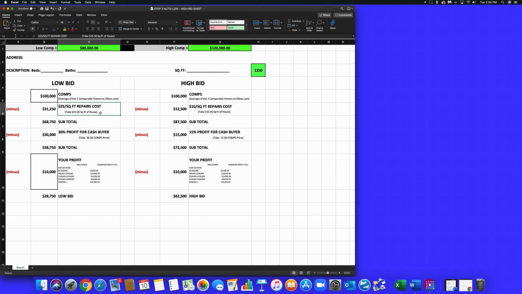Now, low bid side. This is a $25 a square foot repair cost. So this is a little more of a repair. There's probably holes in the wall, trim that needs replaced, doors that maybe need replaced, a couple of windows. It's going to need a little bit more work than the lipstick and paint that we talked about before. So that's where the $25 a square foot comes from.